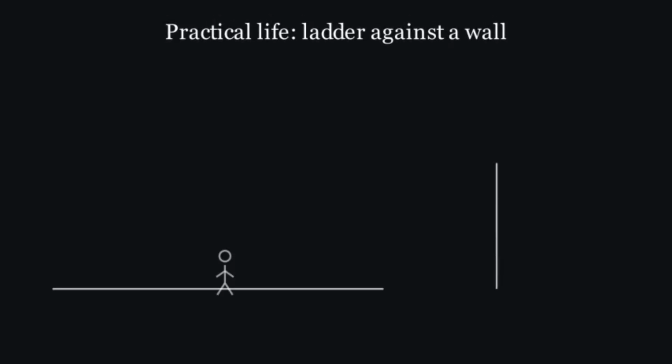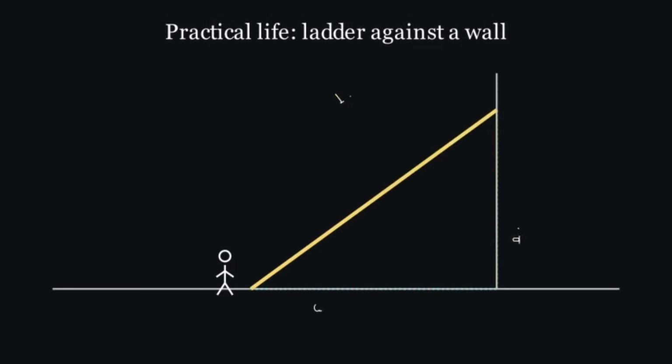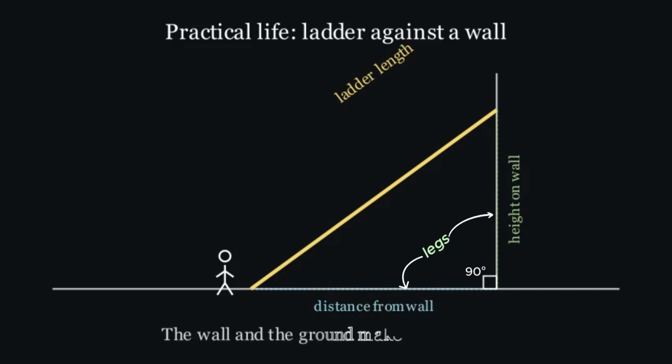The Pythagorean Theorem works only for right triangles. A right triangle has one angle equal to 90 degrees. The two shorter sides are called legs, and the longest side is called the hypotenuse. The hypotenuse is always opposite the right angle.